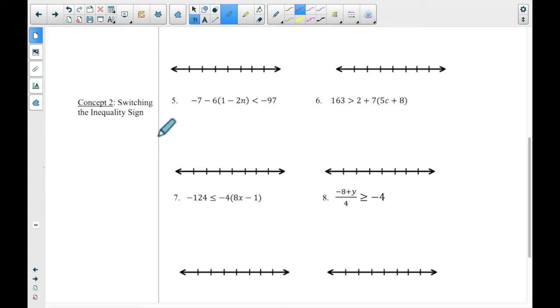And I'm sure you remember, as I was going over these, sometimes you're supposed to switch it. And when is it that you need to do that? So let's explore that a little bit.